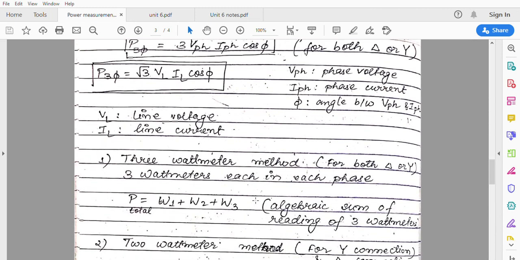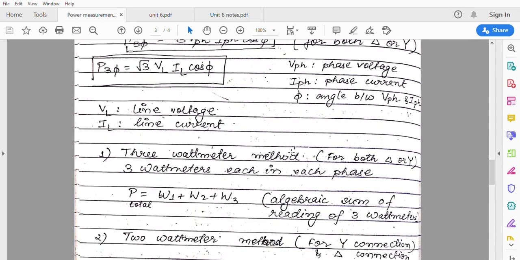If we connect 3 wattmeters, one wattmeter in each phase of the delta or star, then the total power will be given as W1 plus W2 plus W3. So this sum will be the total power of the 3 phase.